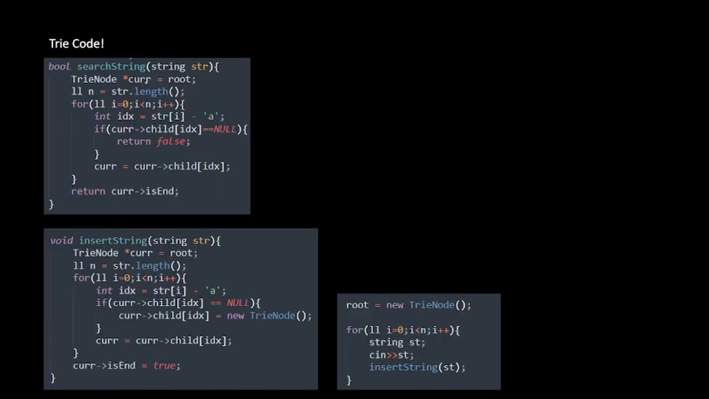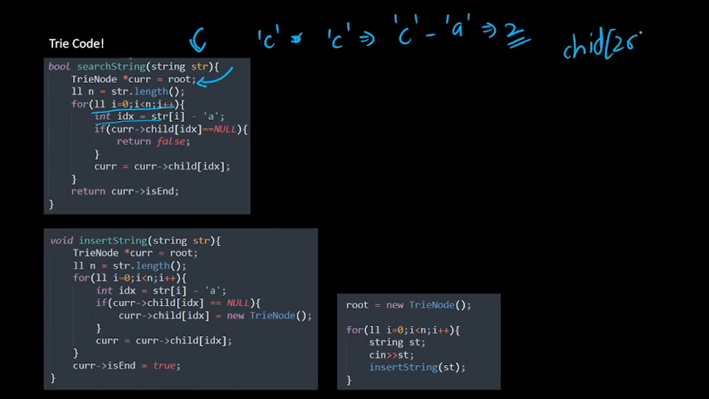This is the search string code. As you can see, this is exactly what I told. You get a pointer to current and then you iterate over the string. This is the string that you want to search. And you get that index; suppose it's C, then what will be the index for C? It will be C minus A, that is 2. We have made a child of 26, so child has elements from 0 to 25. That's why we want this 2. You'll check if the current node does not have a branch leading to the child index, it's null, so you'll return false. Otherwise, just go to that node. And in the end, you have to check if it's the end. This is just what I explained.